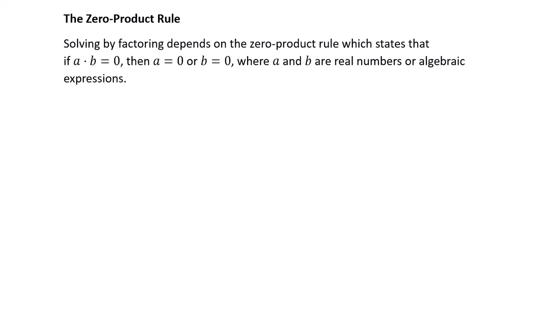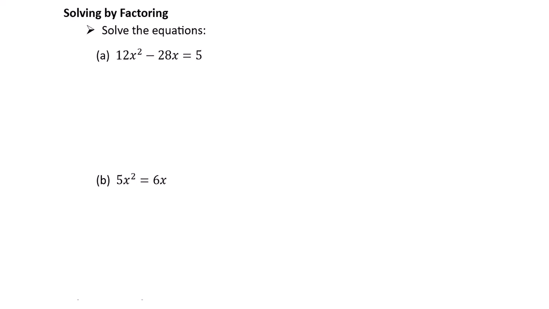Now, the whole premise of being able to solve a quadratic equation by factoring is based on the zero product rule. Solving by factoring depends on the zero product rule, which states that if a times b equals 0, then this is a unique case. It means a equals 0 or b equals 0, where a and b are real numbers or algebraic expressions.